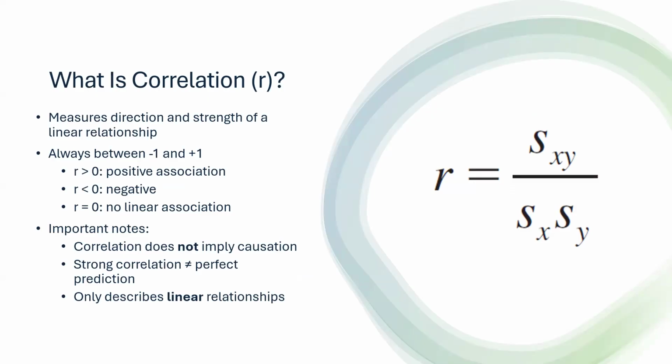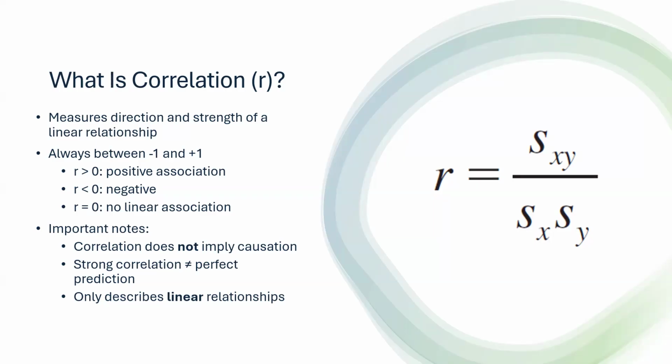What is correlation? To describe the direction and strength numerically, we use correlation denoted by the letter R. Correlation ranges from -1 to +1. A value near +1 means a strong positive relationship. As one variable increases, the other tends to increase too. A value near -1 means a strong negative relationship. A value close to 0 means no linear relationship.